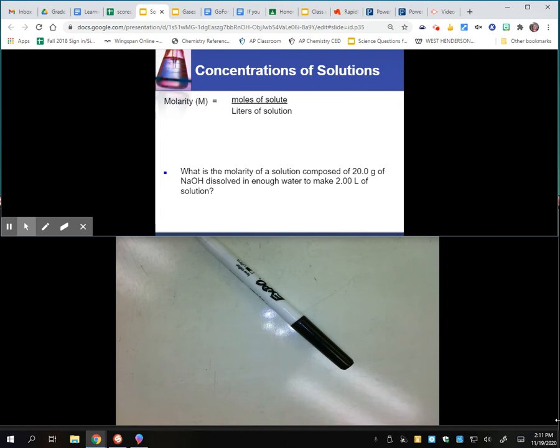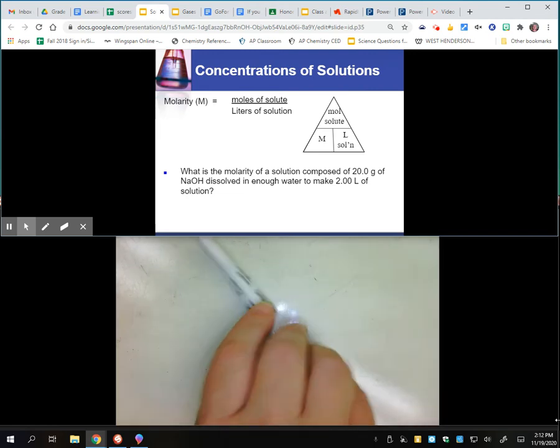Now, this equation is pretty easy to work with, but again, it is very unit specific. And we can, just like we did with density, use the little triangle trick to help us rearrange this particular formula. Remember, the amount of your solute has to be in moles, and the amount of your solution has to be in liters. If those aren't in the correct units, you're not going to be calculating molarity correctly.